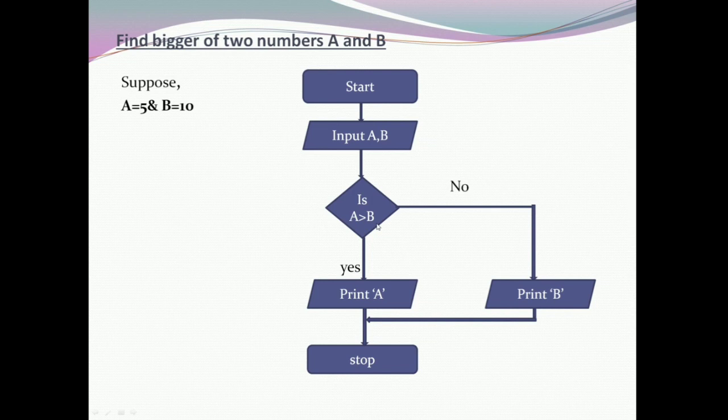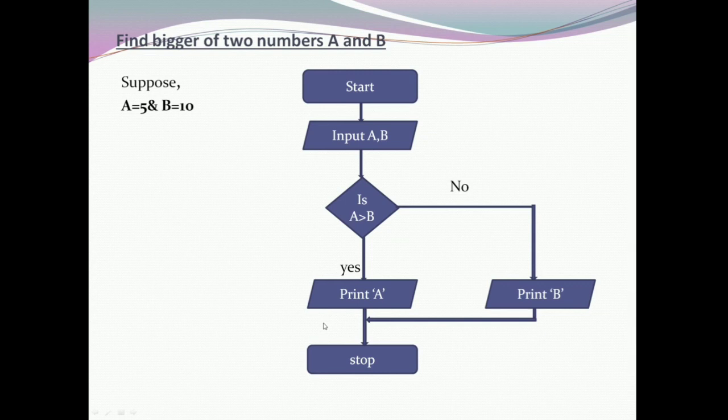So it will go to the no branch, which means it will print B. B means 10. Here we have to print the bigger number. So 5 greater than 10 is a false statement, and it will print the number B, which is 10.